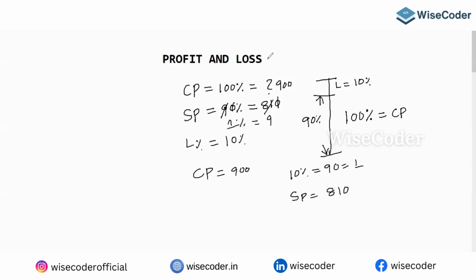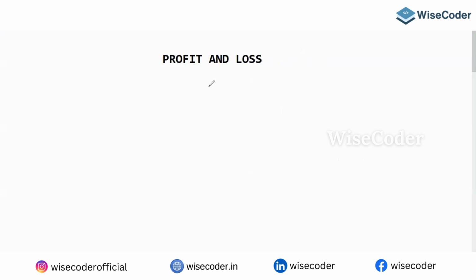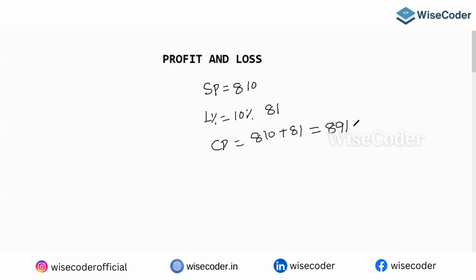But some people will do it like this. You need to take care of this particular point. The selling price was given as 810. Some people calculate the loss as 10% of this, which means 81. So they add 810 and 81, and they end up with 891. Guys, this is wrong.